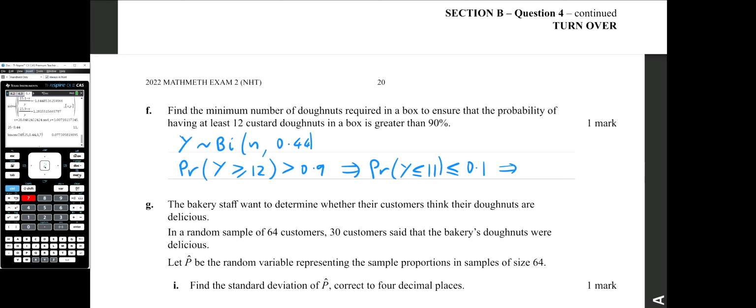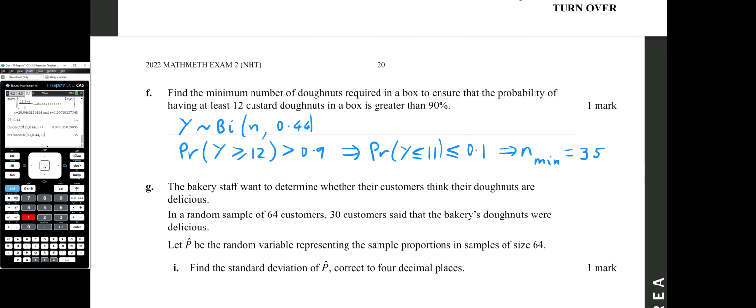This should give us an n value, which we can find using inverse binomial n. Menu 55D. So the cumulative probability is 0.1. Our success is 0.44. And the max successes is 11. And there we have it. Our n value, so the minimum number of donuts, so our n min is equal to 35. So we need to have 35 donuts at a minimum in the box to get a greater than 90% chance of having at least 12 custard donuts.